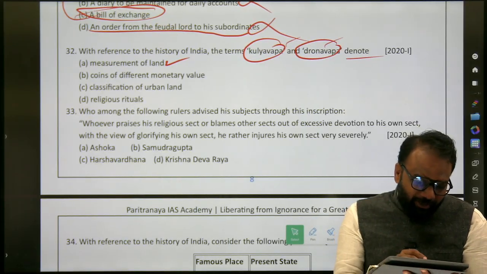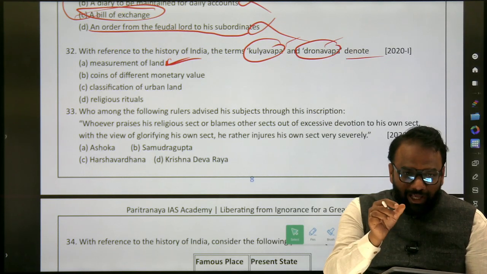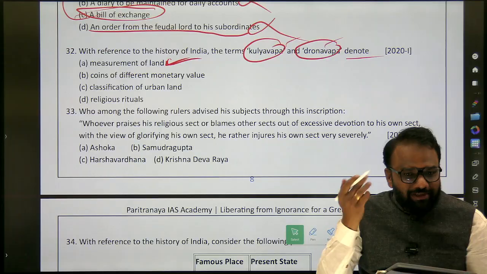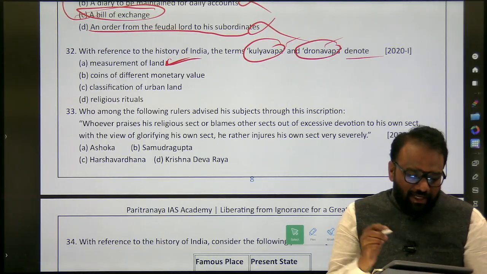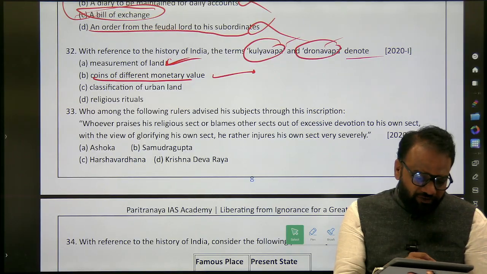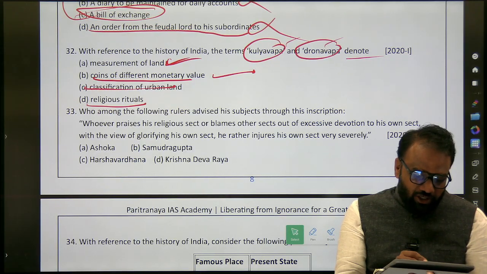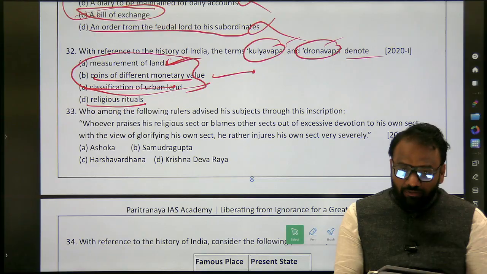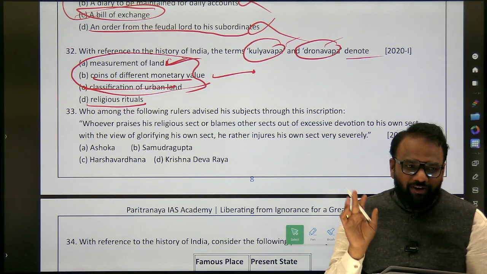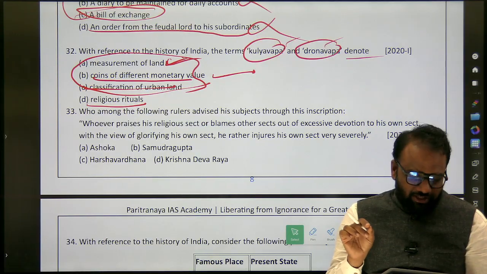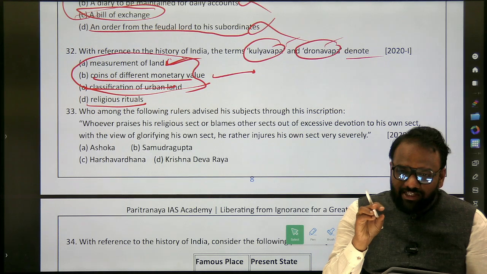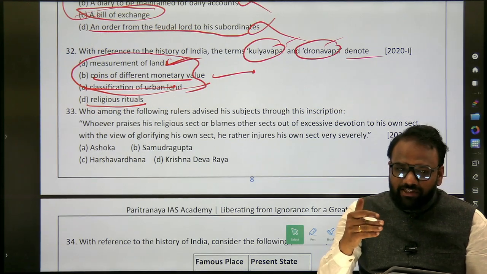For example, here they mentioned measurement of land. While going through the list, if you come across a term used for measurement of land, just note it and try to memorize it. Look at the second option, coins of different monetary value. Then classification of urban land, religious rituals. So in the examination, you will try to find the words associated with measurement of land, words associated with different kinds of coins, words associated with classification of urban land. Such themes you keep in your mind and then you start reading the content.